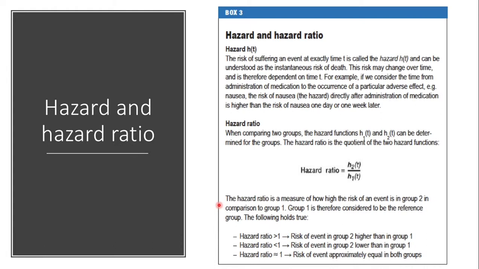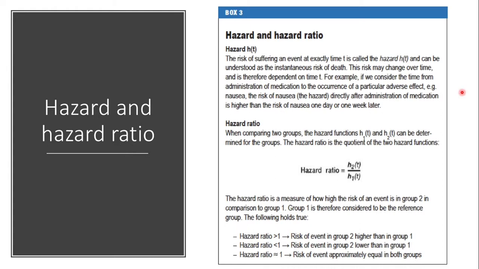Now, there are some other terms you need to be familiar with. There's the hazard and the hazard ratio. You can see here, hazard is represented by a lowercase h and the t for the time. This is the risk of suffering an event at exact time t, which is called the hazard. It can be understood as the instantaneous risk of death. Now, this risk may change over time, and so it is therefore dependent on time.